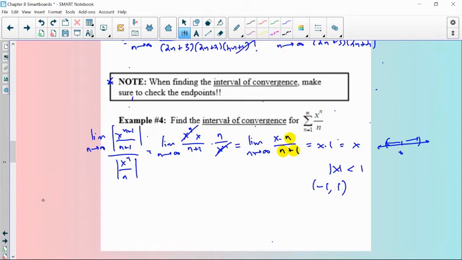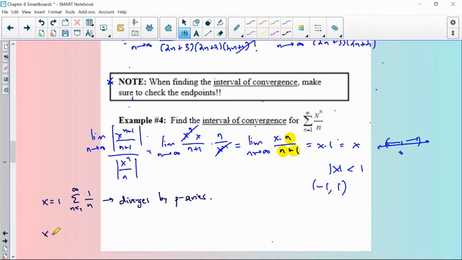Let's check what happens when x is equal to 1. So the series when x is 1 becomes the sum from n equals 1 to infinity of 1 to the n over n, which is just 1 over n. Well, we know this diverges by the p-series test. So that endpoint doesn't help at all in terms of adding one more value to our interval of convergence. Diverges by p-series. It's also the harmonic series, right?